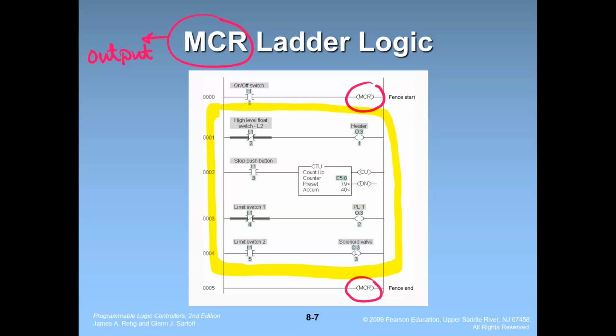And the second one is always unconditional. So you're not allowed to have any condition for the second one. This one is always unconditional. But the first MCR needs to have a condition. So now if this on-off switch, which is the condition of our MCR, is active, and if you have continuity over this instruction, then the program within this fence of MCR will be executed. Otherwise, it will jump to the rung right after the second MCR.